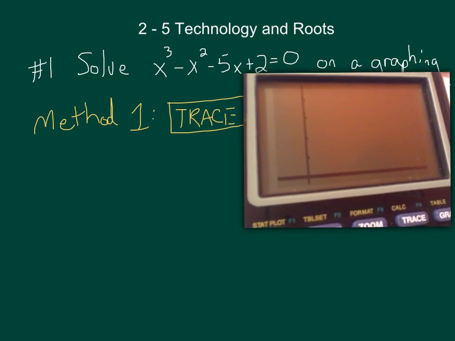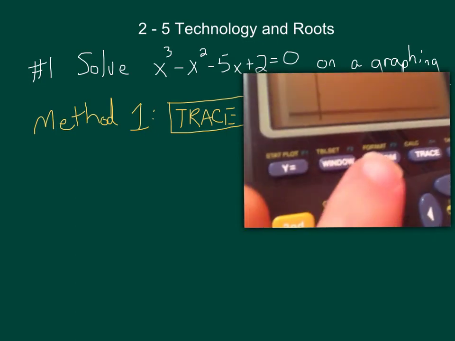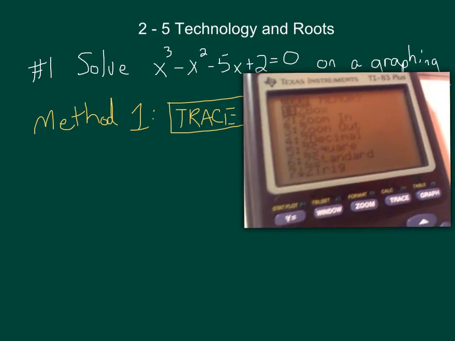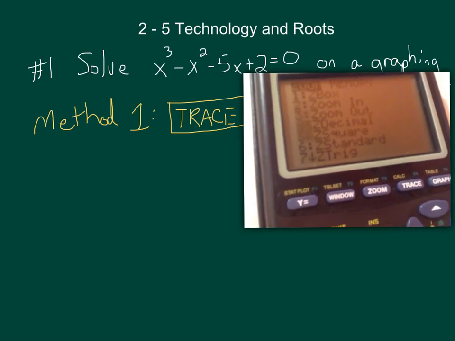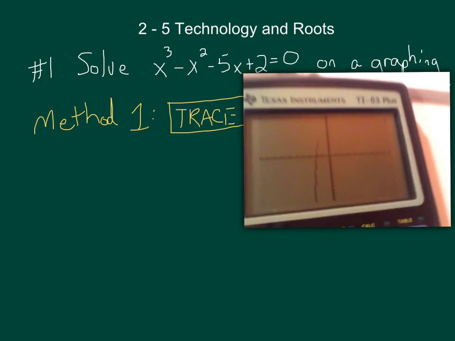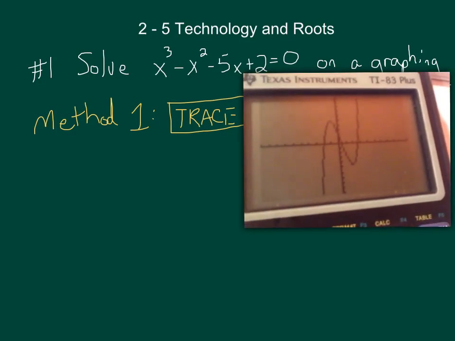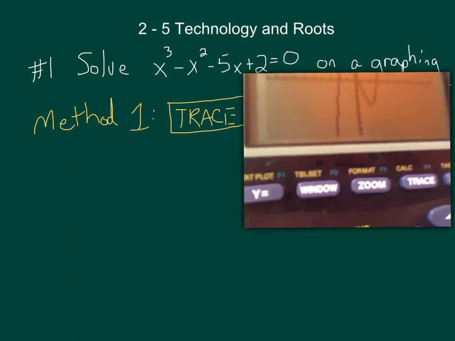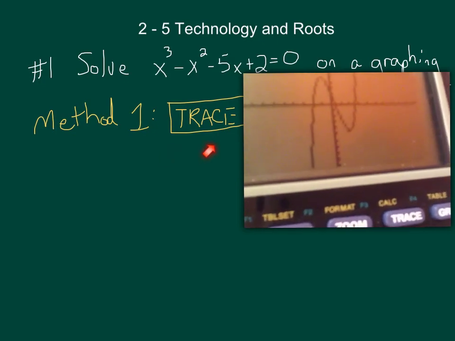Now, my window's a little bit off, so I'm going to cheat. I'm going to hit the zoom button, and I want to do a standard window, which is down here, number 6. So hit that one. Much better.